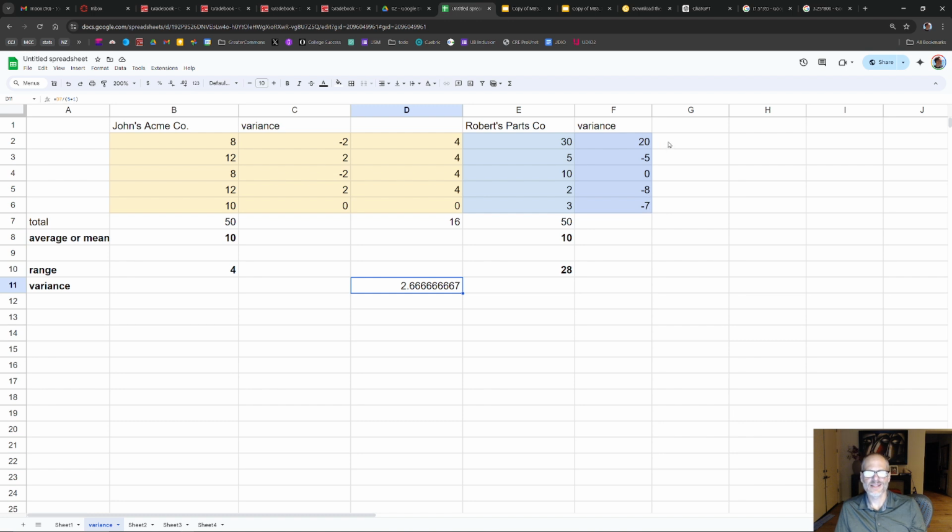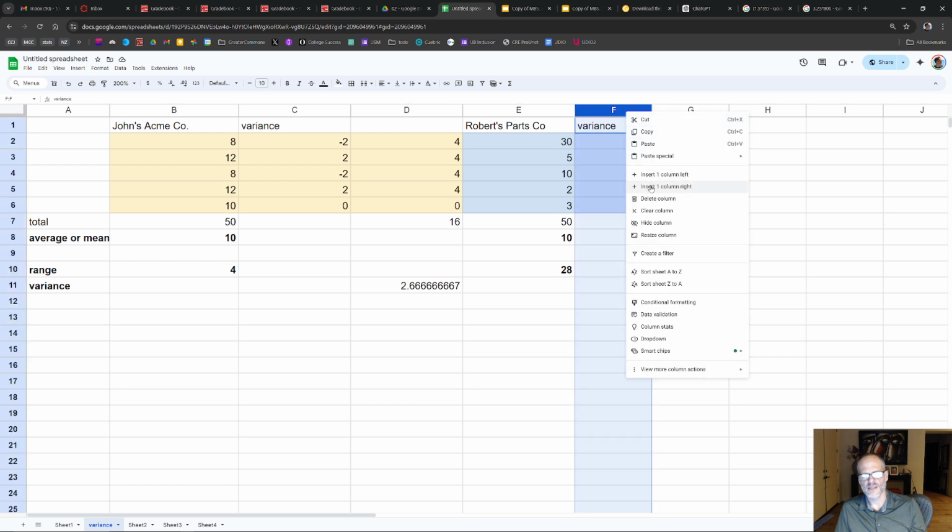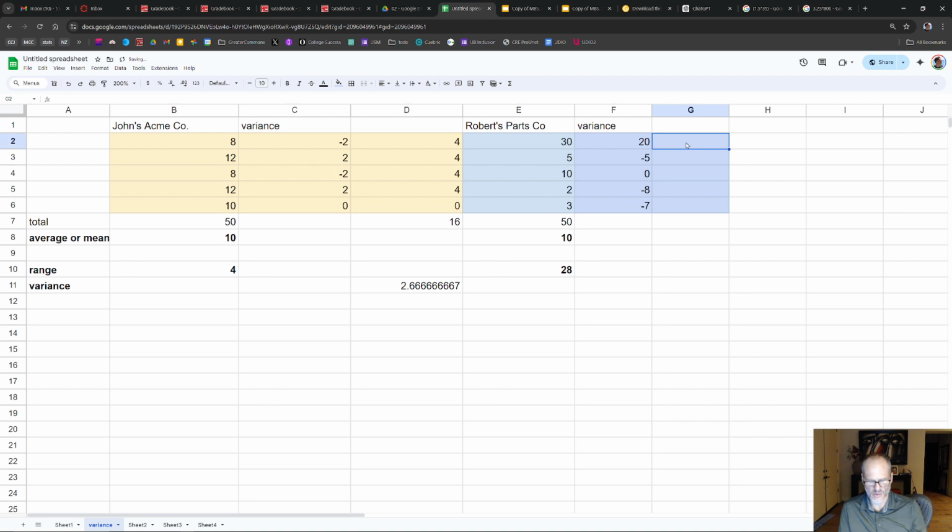And so I could do the same thing over here for this one. To do that, I'm going to insert one column to the right just to get the color. And then I'm going to do equals this times this. Now I'm going to copy these down. And so now I'm going to sum those up.